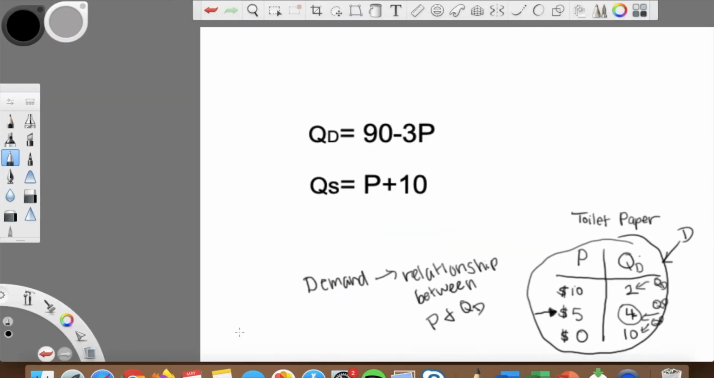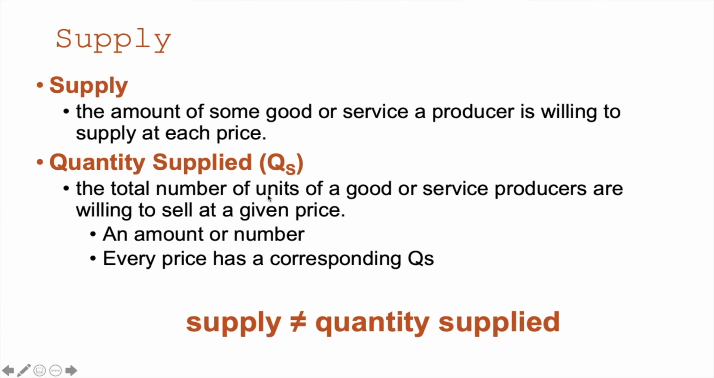Demand, we said, was a relationship. Supply, also a relationship. And it's a relationship between two variables, the price variable and the quantity supplied. That quantity supplied, or QS for short, is the total number of units of a good or service that producers are willing and able to sell at a given price. So again, supply is the complex relationship, quantity supplied is a single amount.